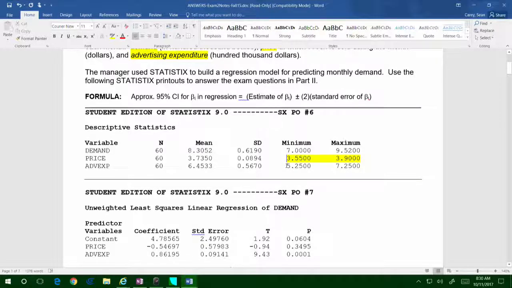And look, for advertising expenditure, these are in 100,000 bottles, $100,000. That range is from 5.25 to 7.25. So I better stick with picking values of advertising expenditure between those two numbers. So that's how important that printout helps us, kind of simplifies our job. Instead of glancing down a whole long list of numbers, we can look at the ranges. So those certainly will help us with the last step.